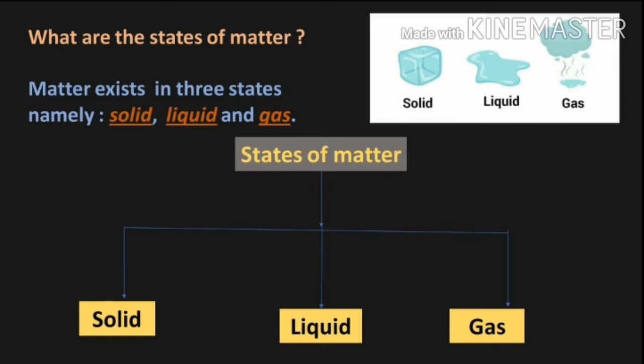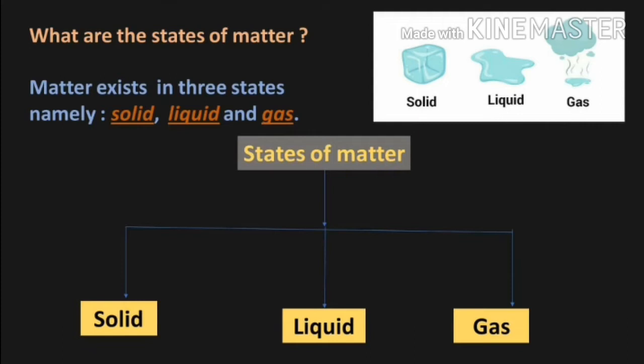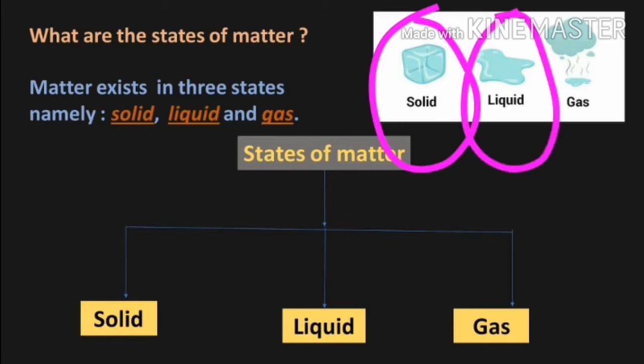But what are the states of matter? Yes, matter exists in three states, namely solid, liquid, and gases. Okay, so there are three states of matter: solid, liquid, and gases. As you can see in the picture also, an ice cube in the form of solid, water in liquid form, and smoke in the form of gas.